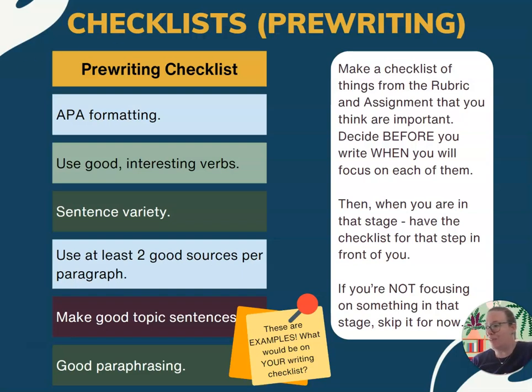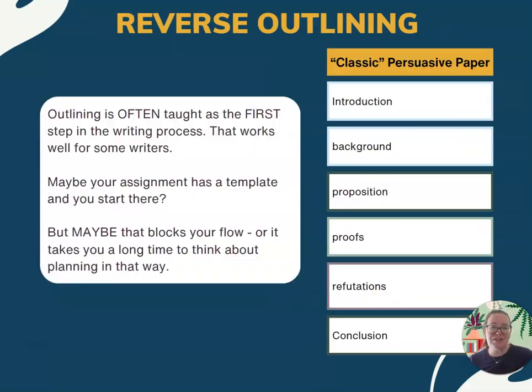So these are examples that I have here. They might be different for you, deciding based on your assignment, based on what rubric you have, thinking about what's important there. Okay, so the last thing I want to talk to you about is reverse outlining as a stage.